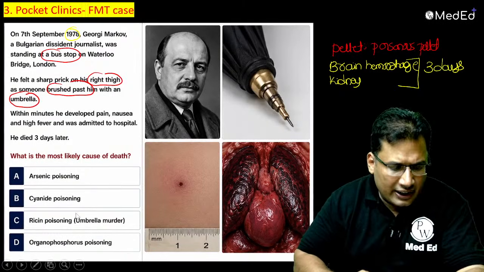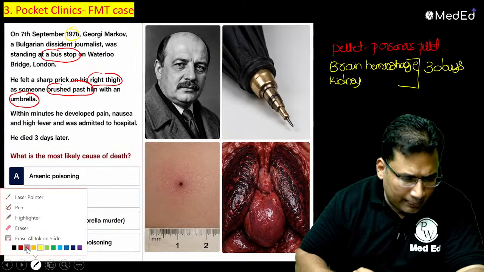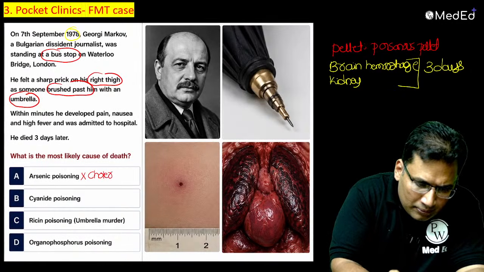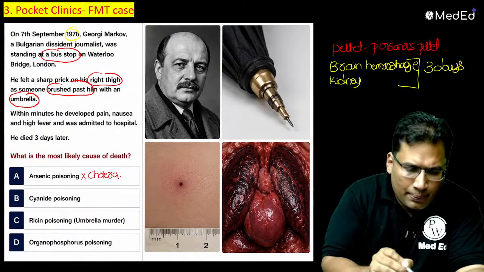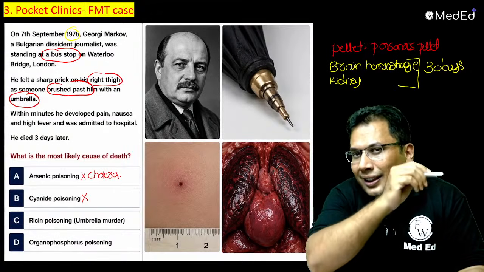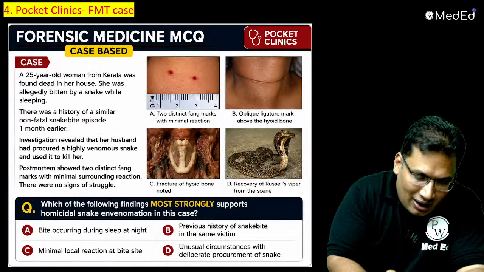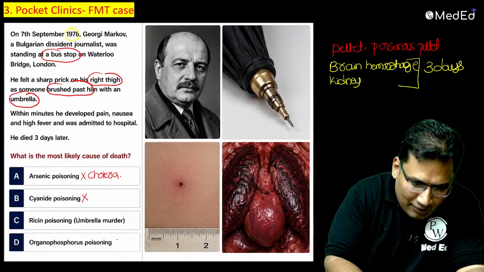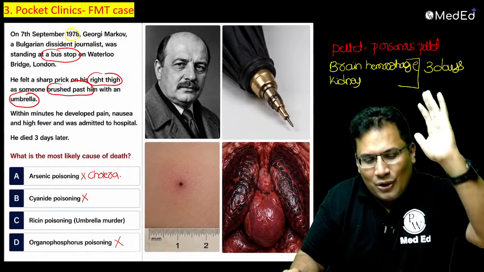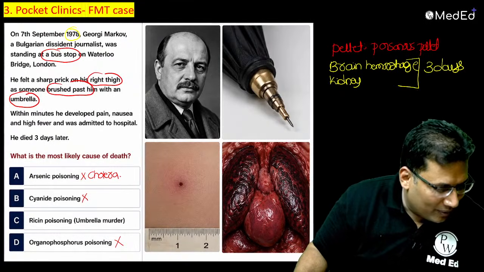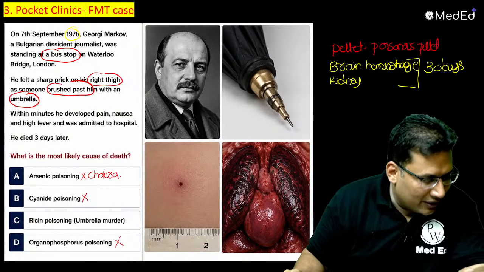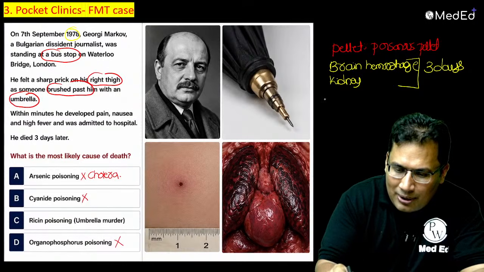Option A is arsenic poison. Arsenic poison is ruled out because it resembles cholera. Cyanide poison is ruled out. Bitter almond smell is not there, and death occurs immediately, not in 3 days. Organophosphorus is basically an insecticide, and the clinical presentation is totally different. So what is this case? Can anyone tell me? Venom, beta. So the answer is, this is the umbrella murder case.